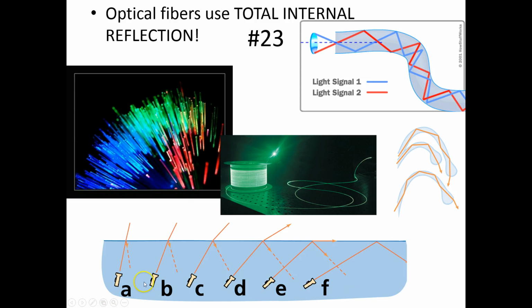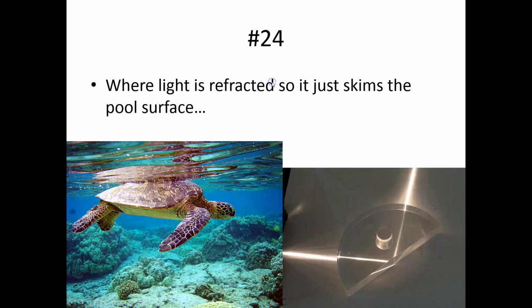This little diagram on the bottom also shows most of the light here, when you're not at a very big angle, goes right out of the fiber. But once you get to the point of letter E, all that light now is bounced back. So we call that total internal reflection.